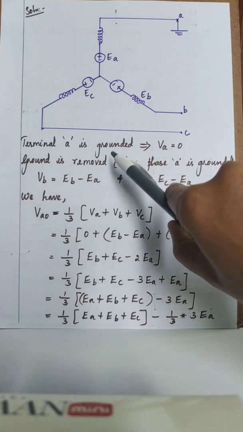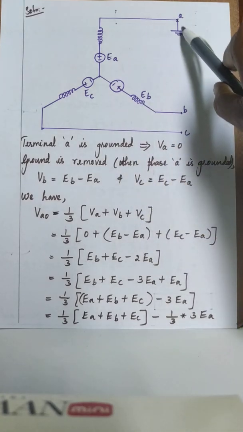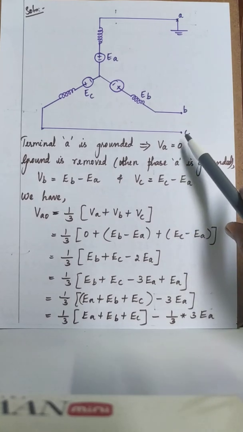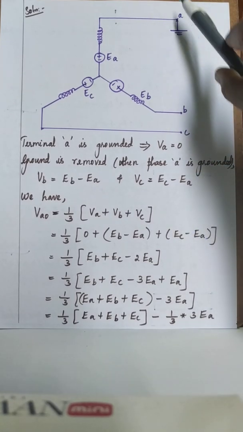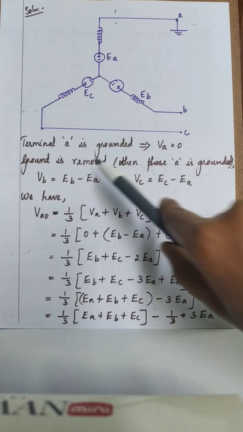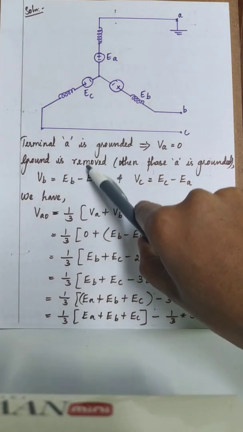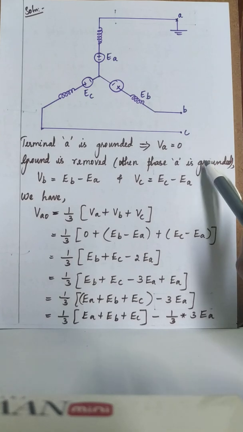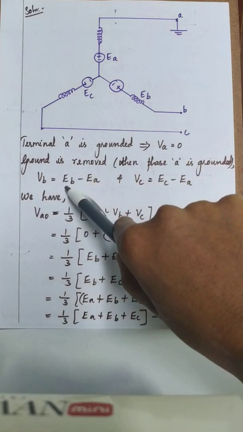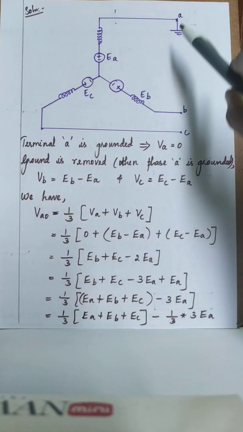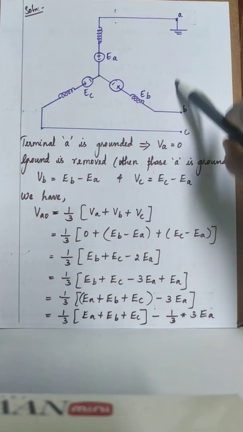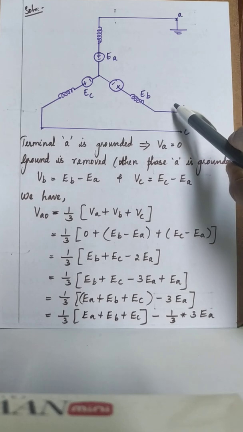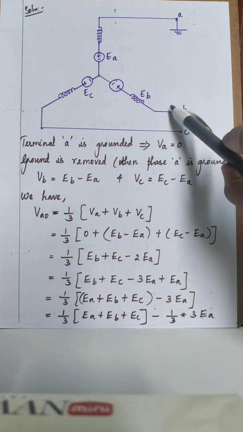So when terminal A is grounded, VA will be equal to 0. The ground is removed, then terminal A is grounded. So we can write VB equal to EB minus EA. You apply KVL for this. So what is VB? It is the voltage between these two terminals.